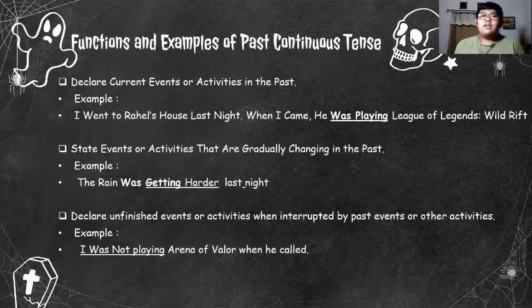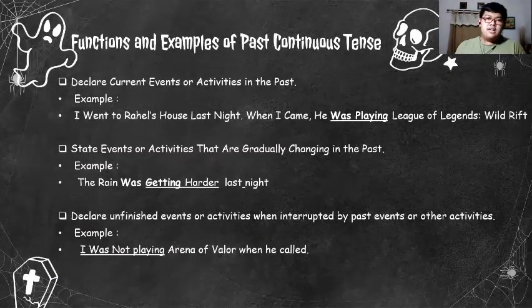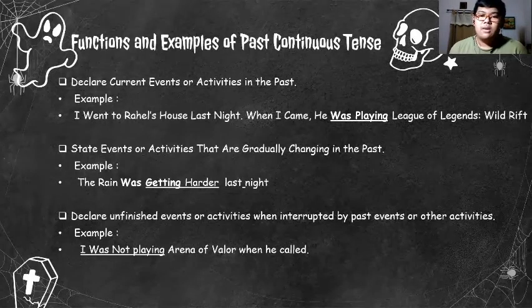The function of past continuous tense is to declare current events or activities in the past. Just like for the example, I went to Rahel's house last night, and when I came, he was playing League of Legends. The second function, it states events or activities that are gradually changing in the past. For example, like that. And the third is to declare unfinished events or activities when interrupted by past events or other activities. For example, I was not playing Arena of Valor when he called, like that.